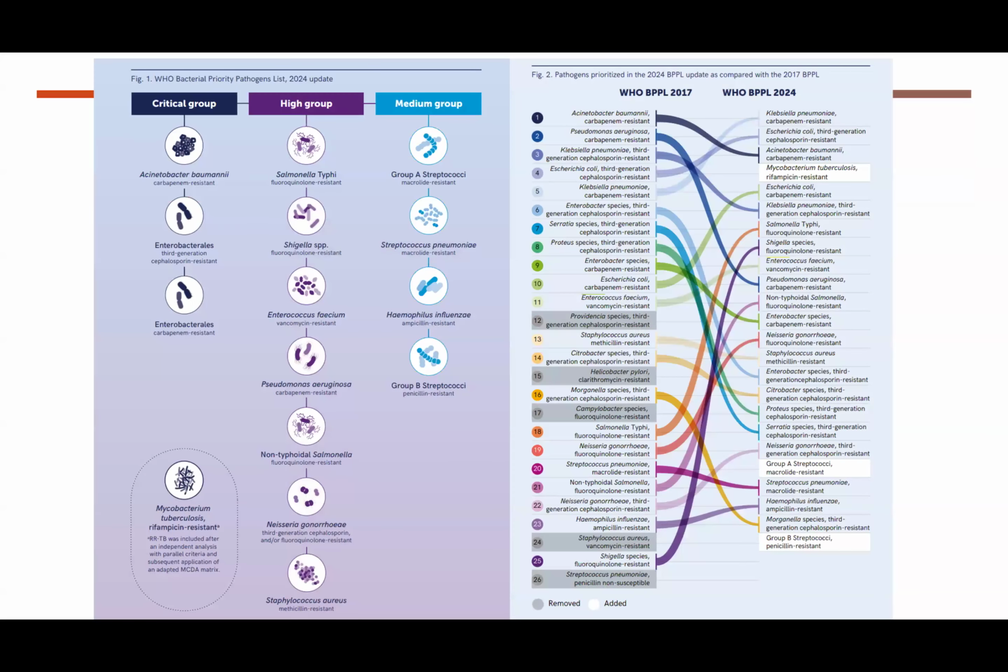I've taken this from the WHO list of priority pathogens of 2024, and you can see vancomycin-resistant Enterococcus faecium appears at number 3 in the high risk pathogens group. And we can see again that VRE has moved from position 9 to position 11 between 2017 and 2024. It seems to be becoming more and more of a problem as we go on.